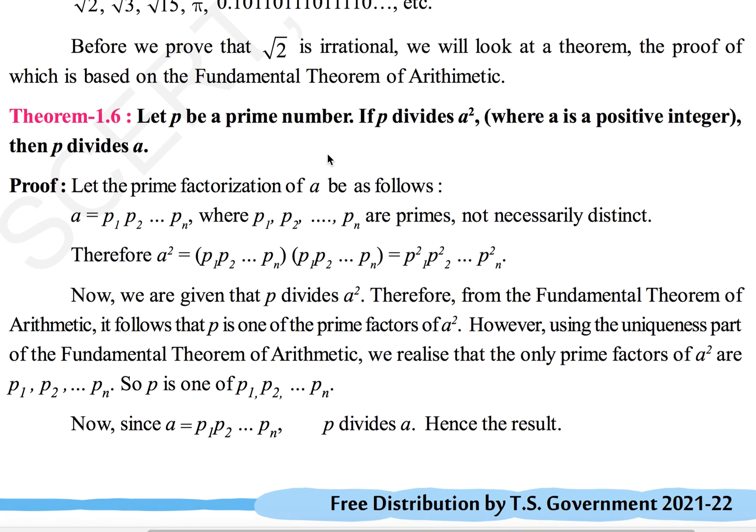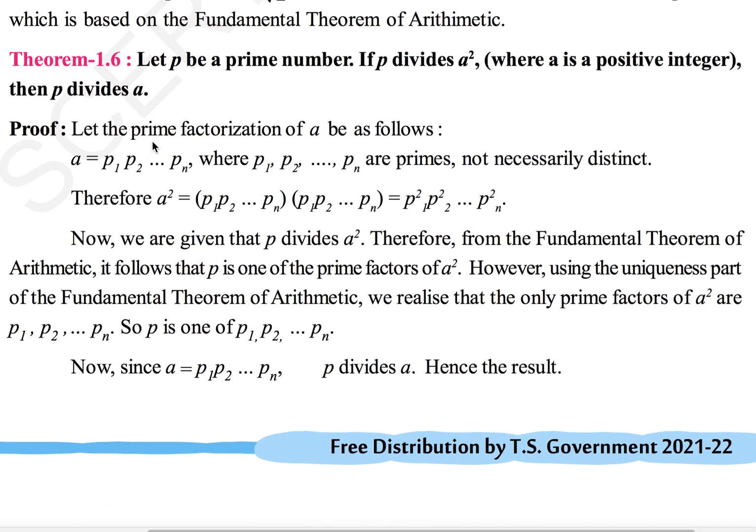Let p be a prime number. If p divides a square, where a is a positive integer, then p also divides a. Let the prime factorization of a be as follows: p1, p2, ..., pn are prime factors of a, not necessarily distinct. That means if p1 is 2, p2 can also be 2. If p3 is 3, p4 can also be 3, like that.